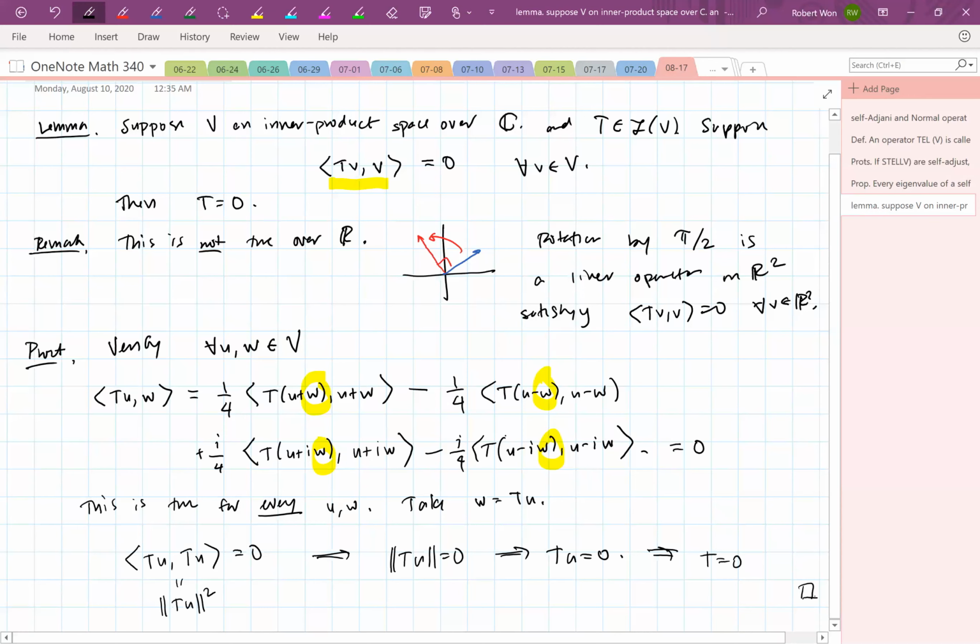Okay, so I think the proof is not that illuminating. It's just some clever algebra. To be honest, I don't really have a good intuition for why this lemma is true. Maybe if one of you has a good intuition for it, you could email me and tell me. This is maybe one of the weaknesses of always thinking of vector spaces as being over R, because if you only think over R, it seems like this result is false.